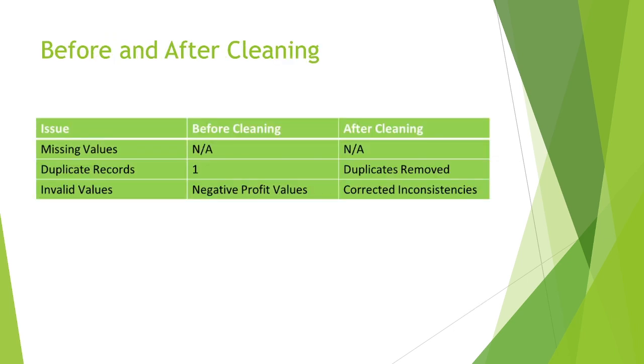And then before and after the cleaning process, an example type of table: missing values, none before cleaning and none after cleaning. Duplicate records: before cleaning only one, and duplicates removed after cleaning. Invalid values: negative profit values before cleaning. So invalid values is negative profit, and this is only an example, not the actual. After cleaning, inconsistencies were corrected. So in this before and after cleaning table, missing values are done and duplicate records is only one.